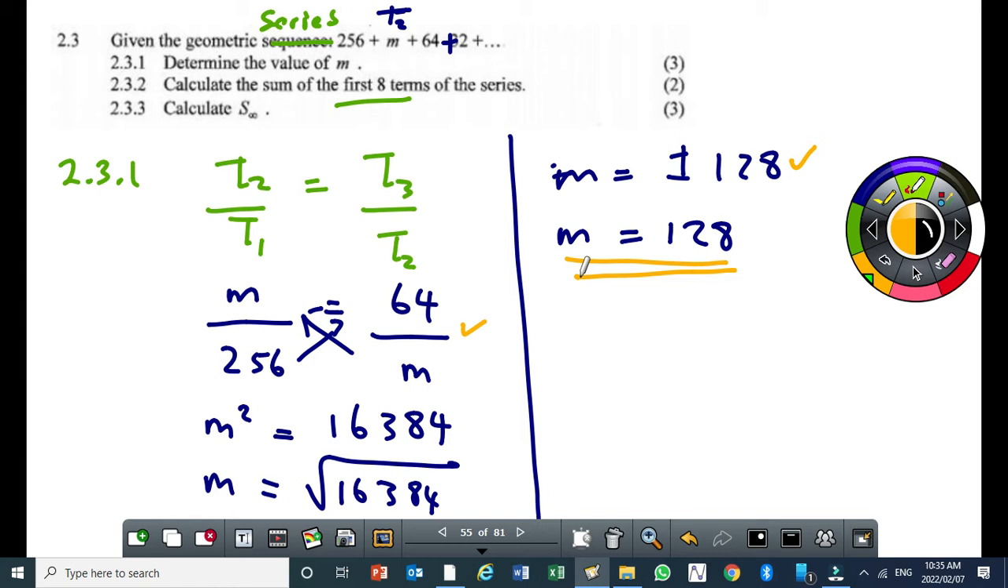Now I remember why I discussed this. I remember him asking. So 2.3.1, determine the value of m. This is how you calculate the m.